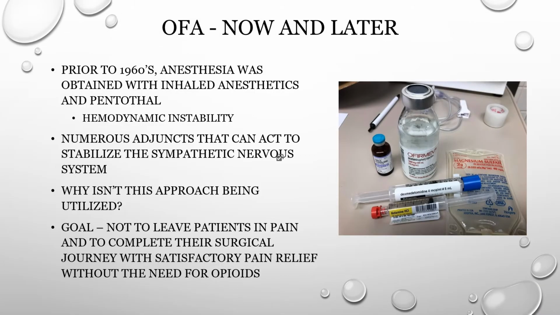Prior to the widespread adoption of opioids into anesthesia practice in the late 1960s, anesthesia was obtained through the use of inhaled anesthetics and/or high doses of pentothal. Unfortunately, this brought with it the complication of hemodynamic instability and the suppression of hemodynamics requiring additional support.